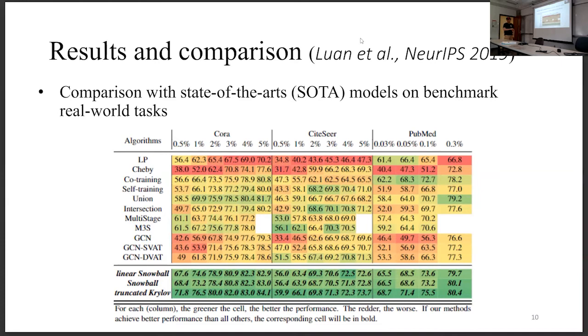Questions? Yeah, it seems like the linear snowball is performing relatively well. Yes. So the activation function does not play an important role in that sense. Yes, that's right.